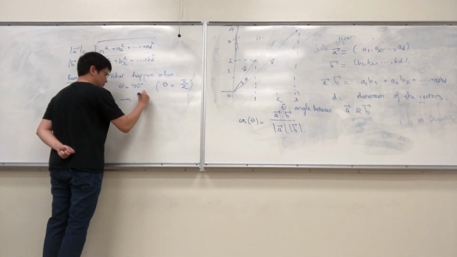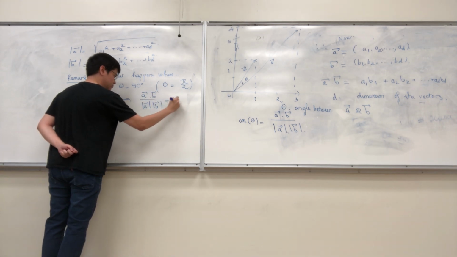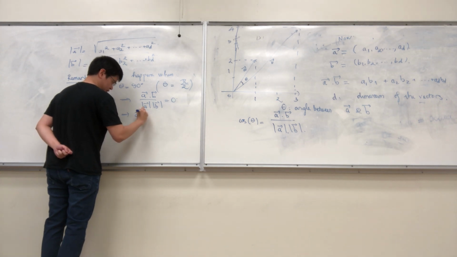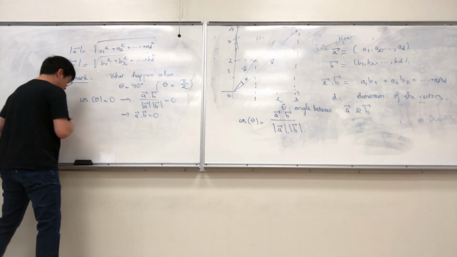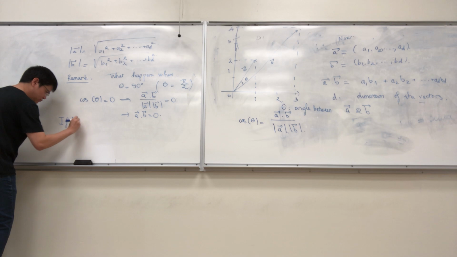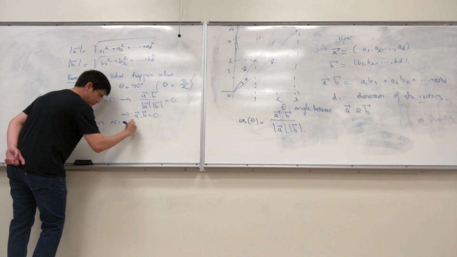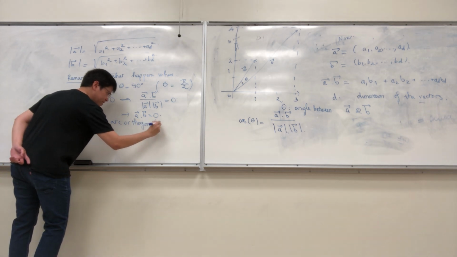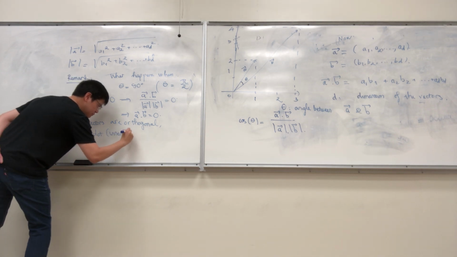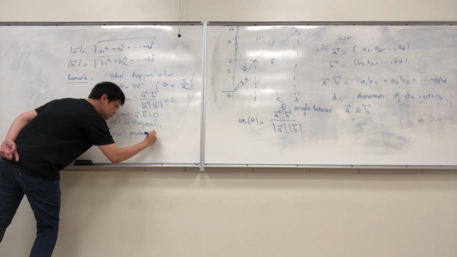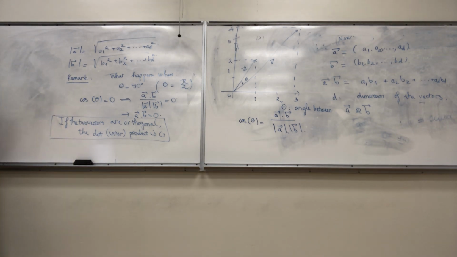which means that A dot B divided by the product of the lengths is 0, which means that A dot B is 0. So if the two vectors are orthogonal, the dot product, the inner product, is 0. All right? Questions?